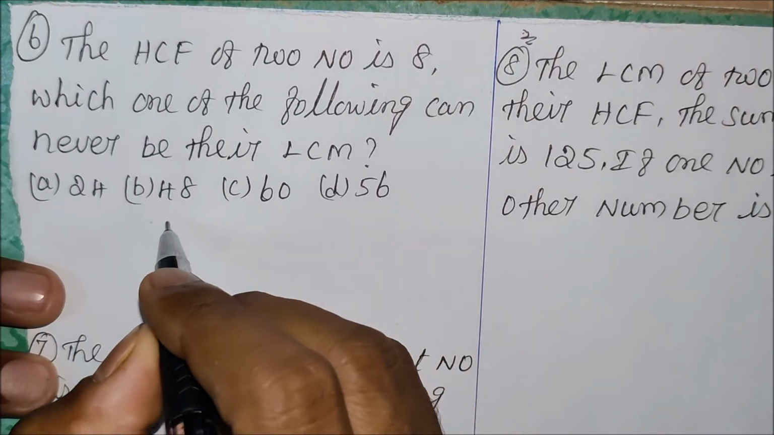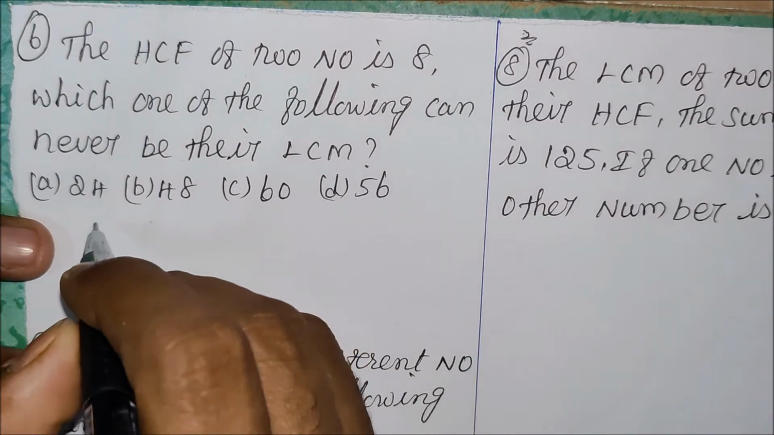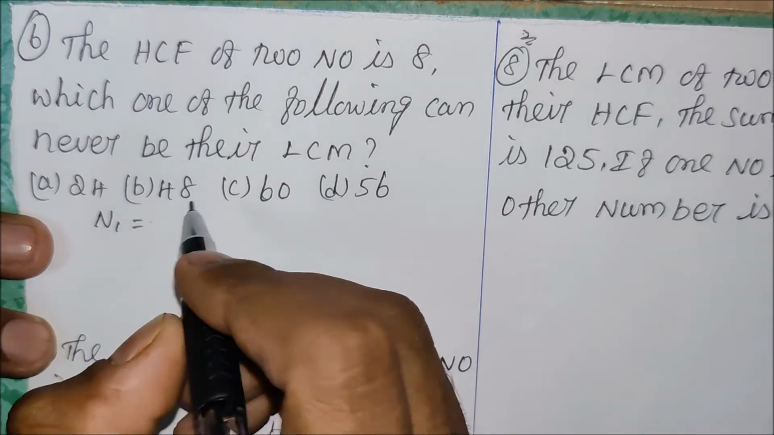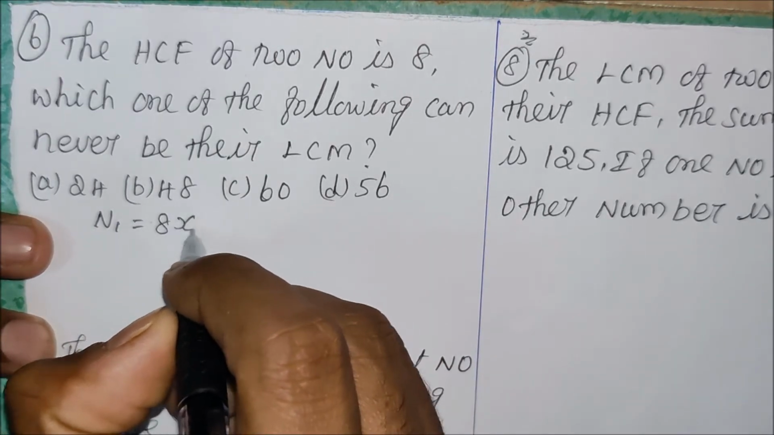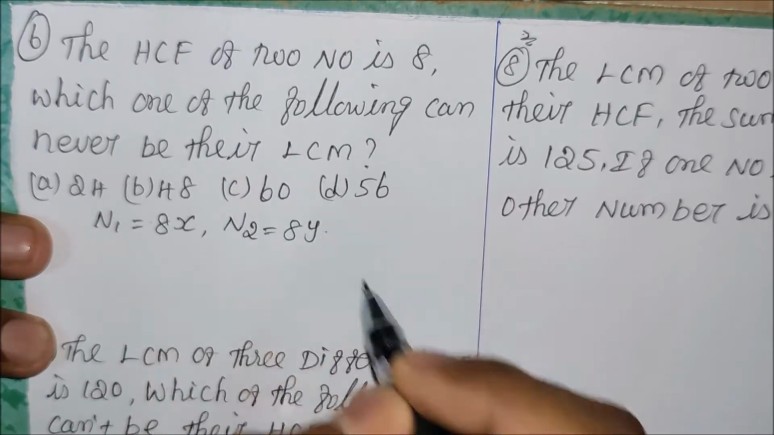First of all, as we already know, the HCF of a group of numbers will always be a factor of their LCM. I have already told you that. Let us have two numbers, n1 and n2. n1 is equal to 8x, and n2 is equal to 8y.